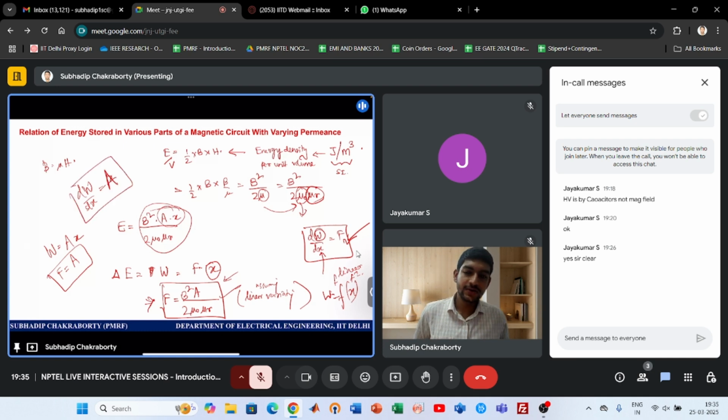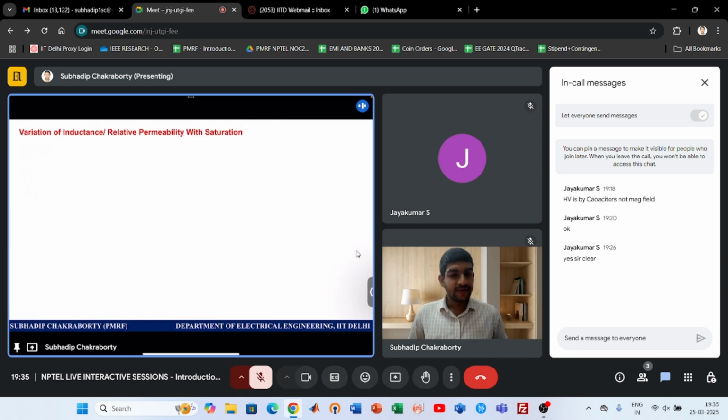You do differentiation or you do division. If it is a linear relationship, then both ways you get the same result. Hope you understand what I'm trying to tell you, right? So there is an interesting thing that there is a variation.